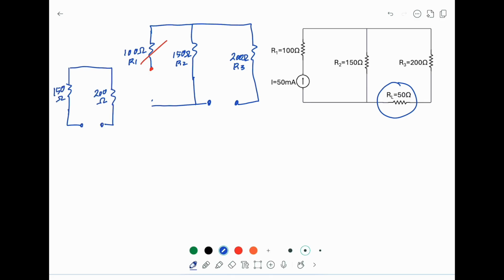Now you can see the Thevenin resistance is equal to 150 ohm plus 200 ohms. And it is equal to 350 ohms. Next, we're going to find the Thevenin equivalent voltage.